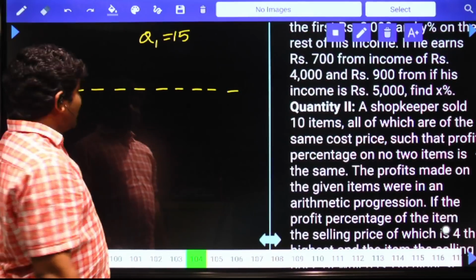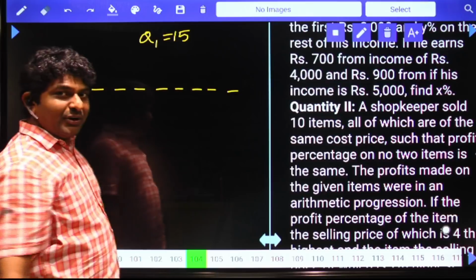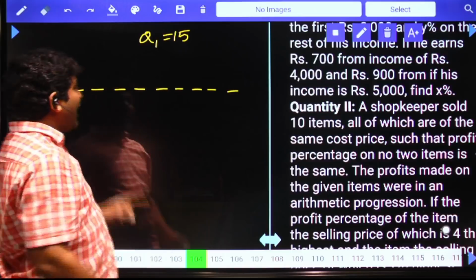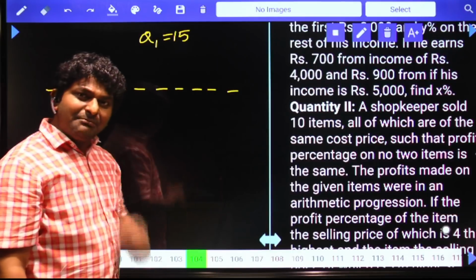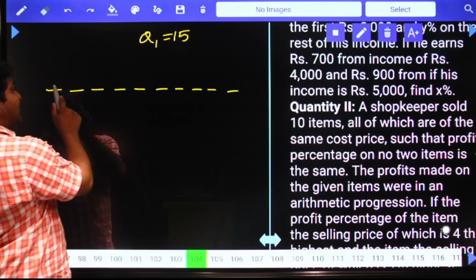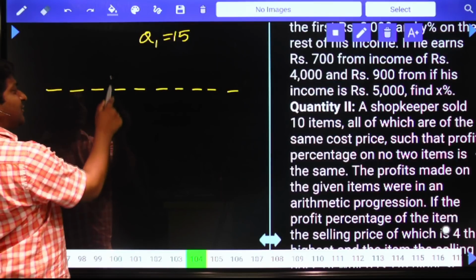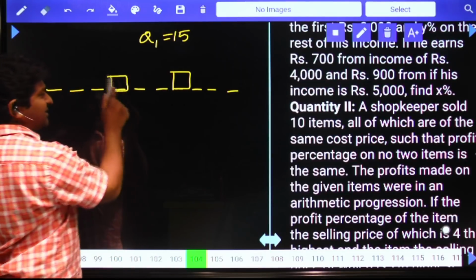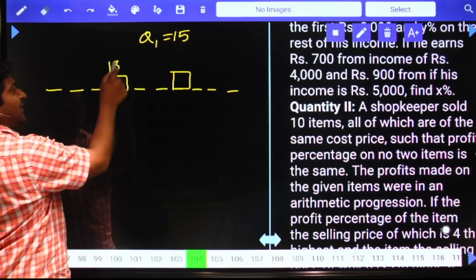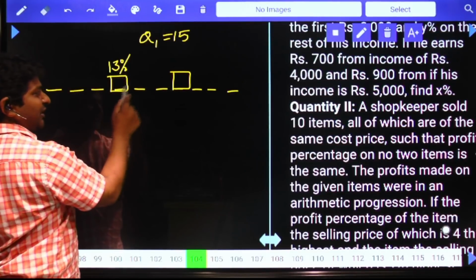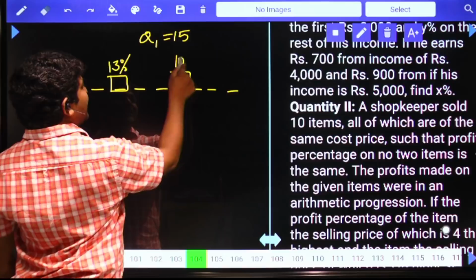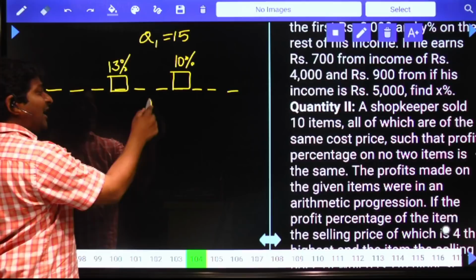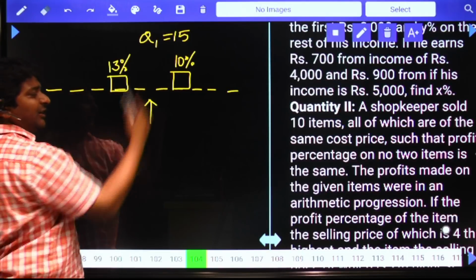There are 10 items and they are in arithmetic progression. Your question is to identify overall profit that is equal to average profit. Average of arithmetic progression in the sense middle number. Now, if this is highest, second highest, third highest, this is fourth highest. Seventh highest is this one. On this, we are getting profit 13%, which is fourth highest, and seventh highest, we are getting 10%. Average in the sense middle number, that has to be in between 13 and then 10 only.